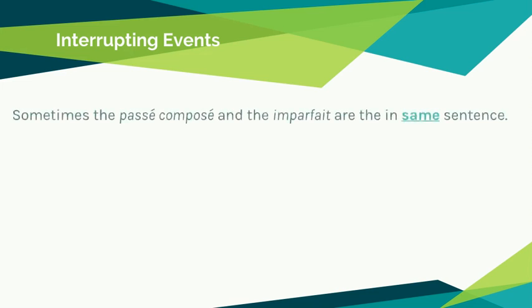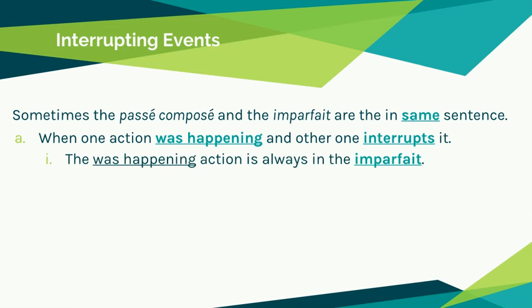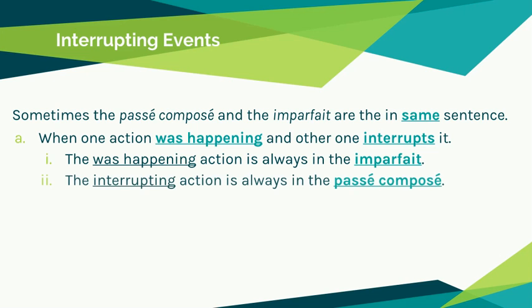For interrupting events, we use passé composé and imparfait in the same exact sentence. Oh la la. Sometimes the passé composé and the imparfait are in the same sentence. So when one action was happening and another one interrupts it, we're going to use the imparfait and the passé composé. The was happening action is always in the imparfait, right? Was verbing is a translation for imparfait. The interrupting action or the verbed action is always in the passé composé.